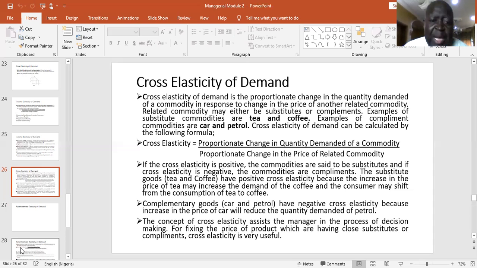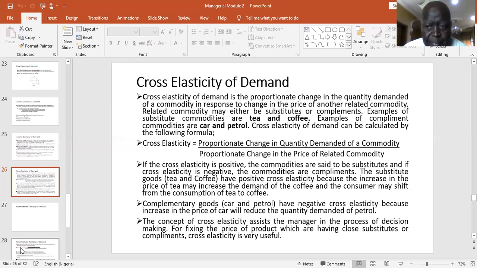If the cross elasticity is positive, that means it's greater than one, the commodities are assessed to be substitute. If the cross elasticity is negative, the commodities are complements. The substitute goods, tea and coffee, have positive cross elasticity because the increase in the price of tea may increase the demand of coffee, and the consumer may shift from consumption of tea to coffee. So once it's substitute, then you have a positive cross elasticity. When you increase the price of one, the quantity demanded of the other will increase.